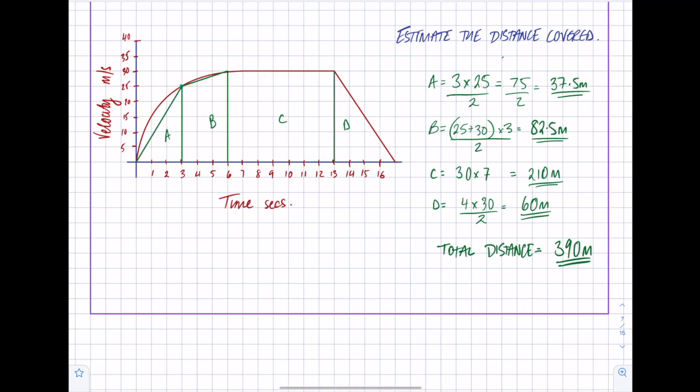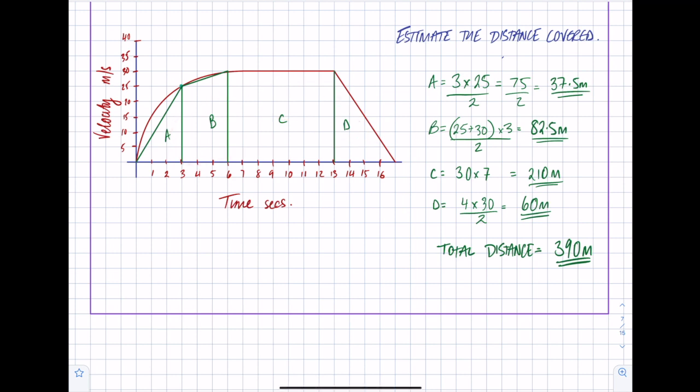So part A is base times height divided by 2. This one is the trapezium, so it's A plus B times the height and then divided by 2. Here's a rectangle, just base times height, and D is a triangle, base times height divided by 2. So you can see all my working out here. I've done that. So then when you find each section, which is what I've done here, you then add them all together and you end up with 390. 390 meters is therefore an estimate for the area covered.